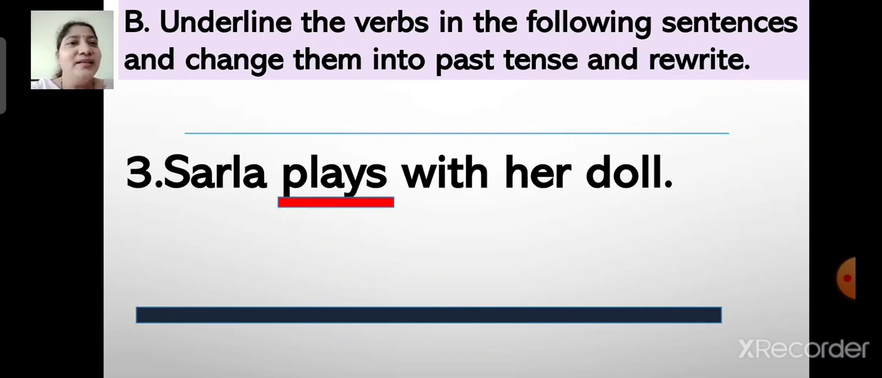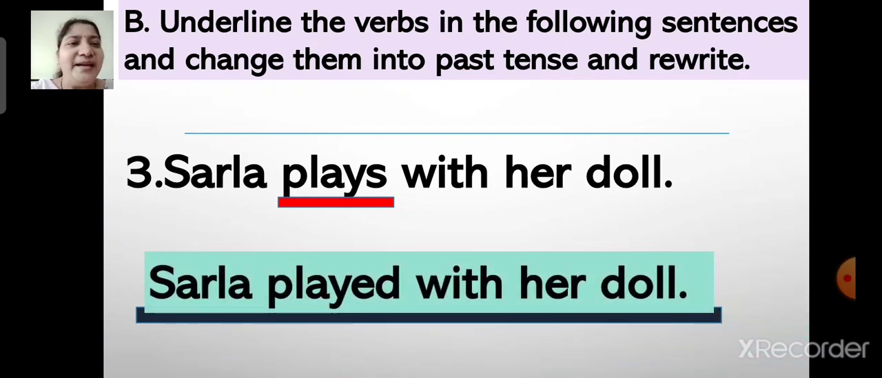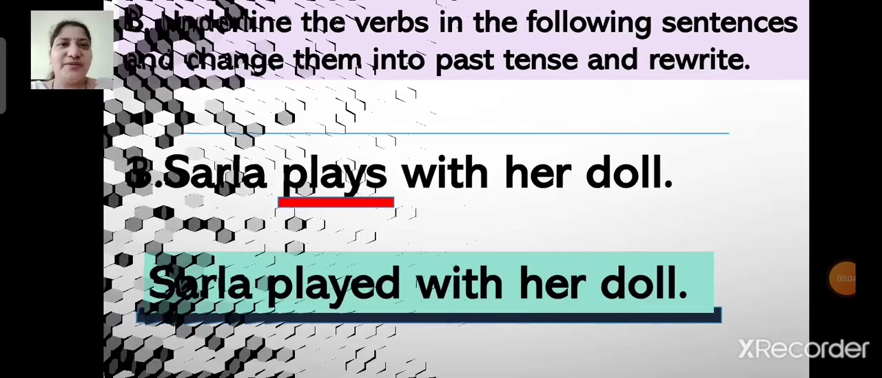Now children, change this verb into past tense. What is the past tense of plays? Yes, you are correct. The past tense of plays is played. So children, let us rewrite. Sarla played with her doll. I repeat, Sarla played with her doll. Now children, let us move on to the next question.